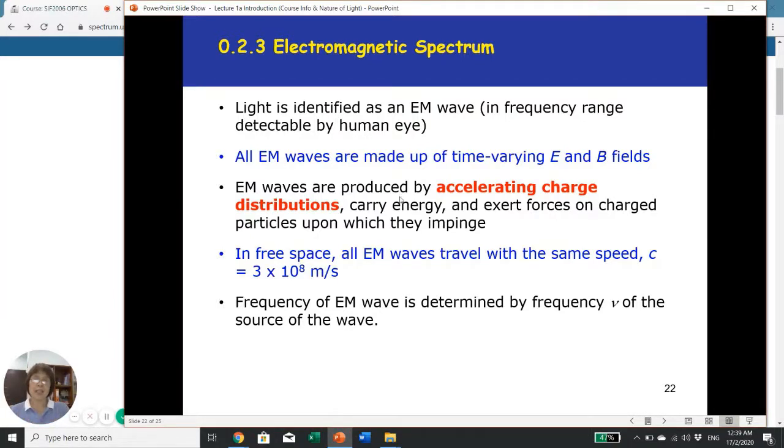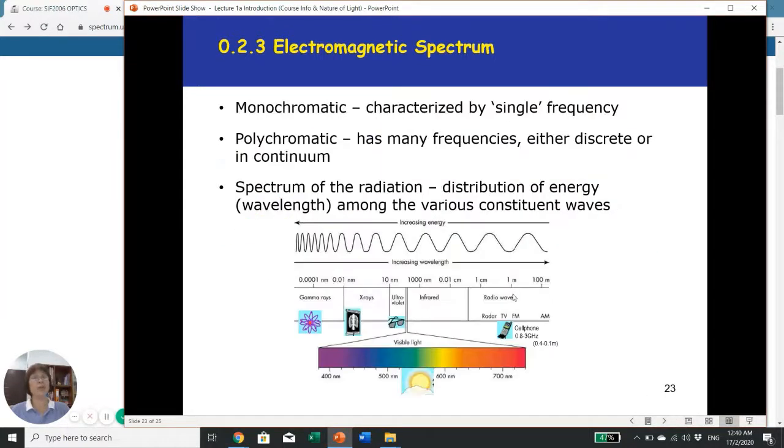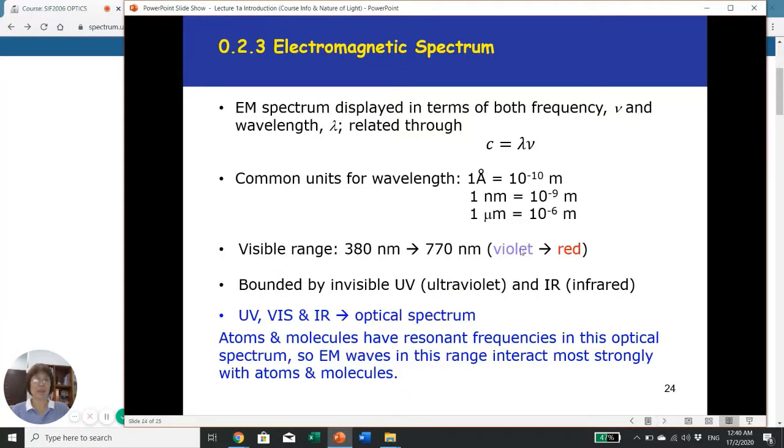Okay, so in free space, all EM waves travel with the same speed. That is 3 times 10 to the 8 meters per second. And the frequency of an EM wave is then also determined and is related to the speed and to the wavelength as given here. Not this slide, but the next one, which is related through this expression here. Okay.